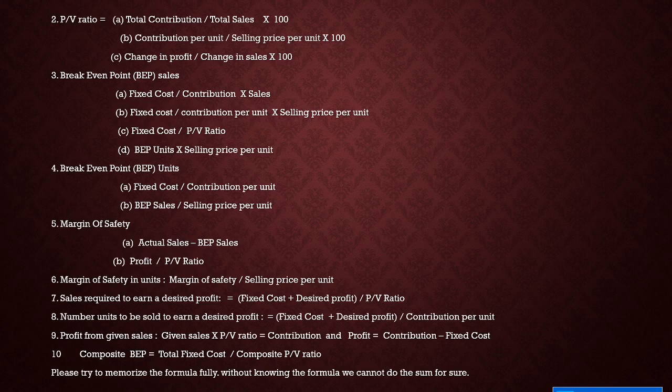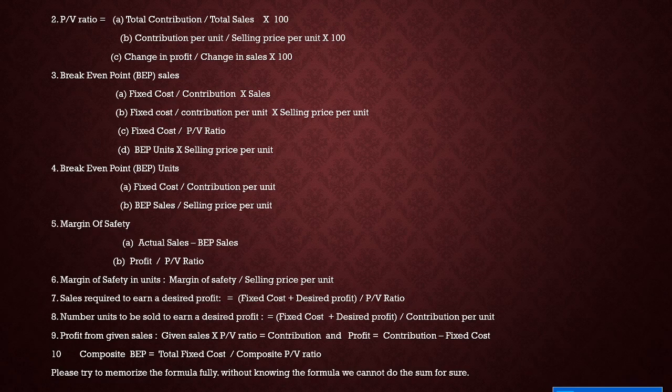Then break-even point or break-even sales. There are four ways where you can find your break-even sales. The first method, fixed cost divided by contribution into sales will give you BEP. Next one, fixed cost divided by contribution per unit into selling price per unit will give you BEP. The third method, fixed cost divided by PV ratio will give you BEP.